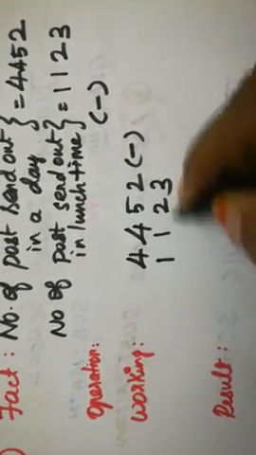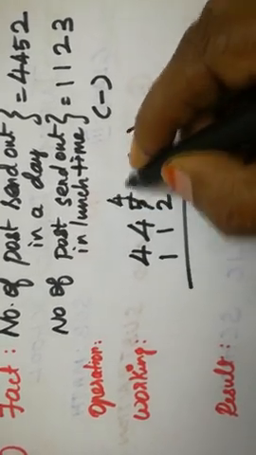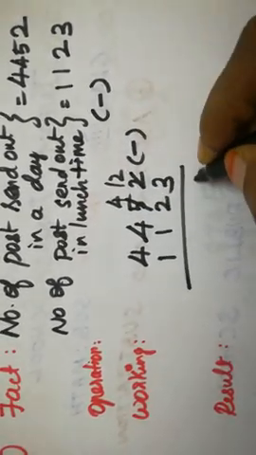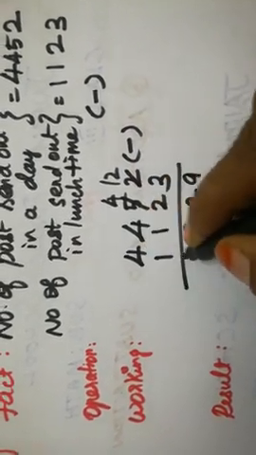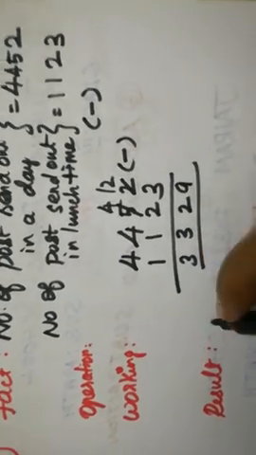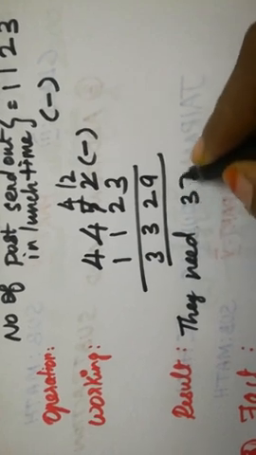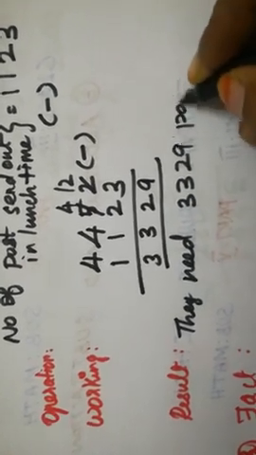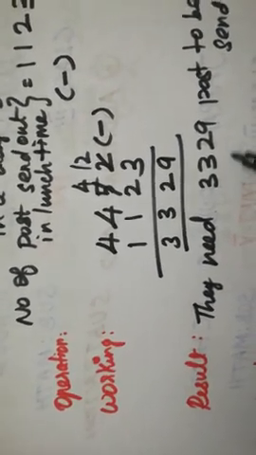4,452 minus 1,123. 2 minus 3 is not possible, so we borrow 10 from here. It reduces to 4, 12. 12 minus 3 is 9. 4 minus 2 is 2. 4 minus 1 is 3. So 4 minus 1 is 3. So they need 3,329 posts to be sent. They have to send 3,329 posts.